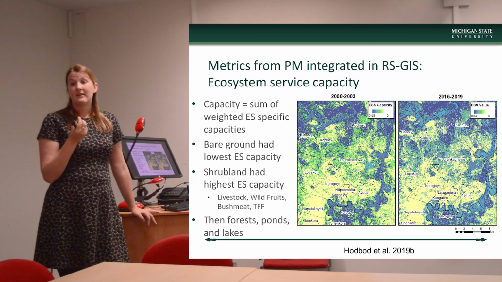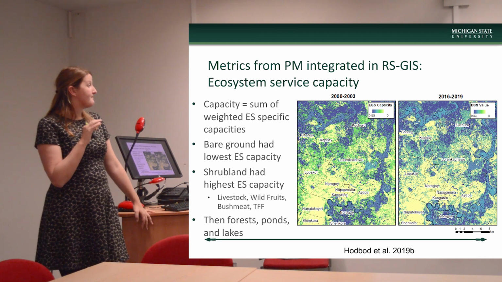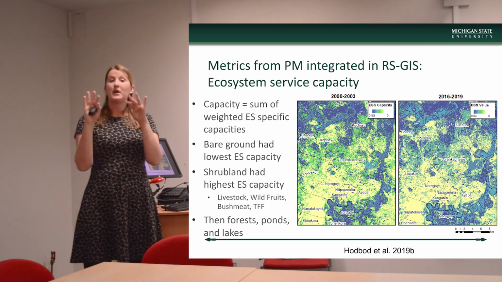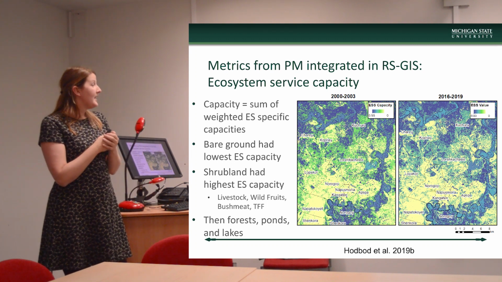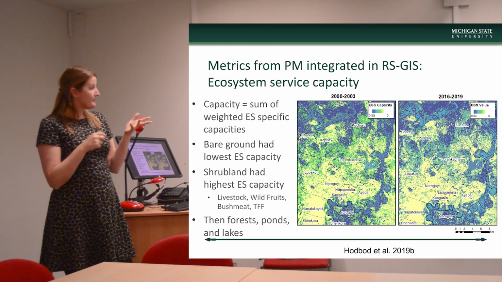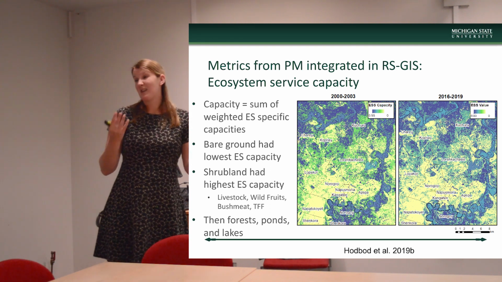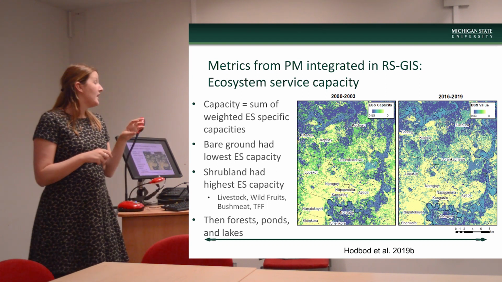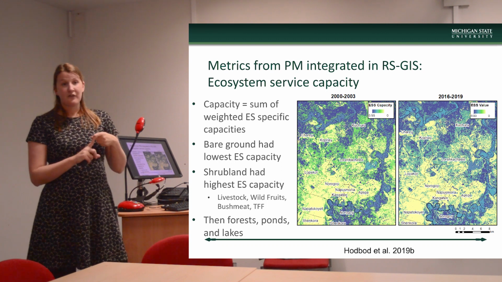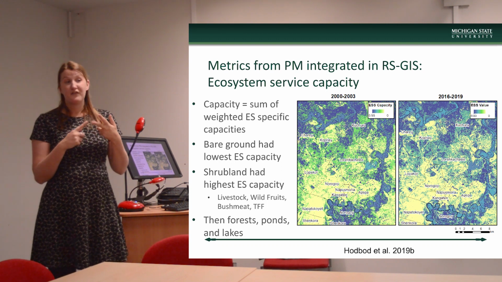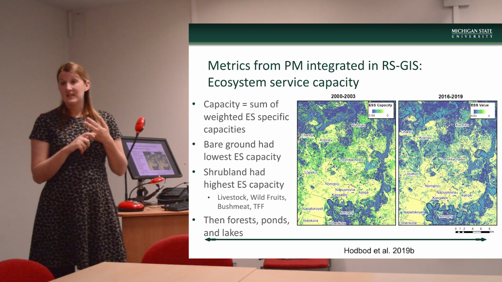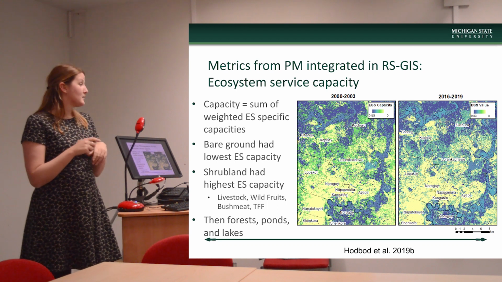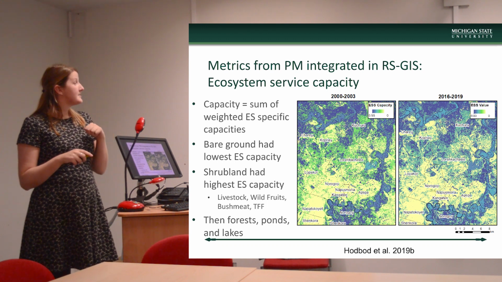When we integrated in the land cover, the ecosystem services per land cover that the community had said in the mapping, that gave us a capacity measure. Obviously bare ground has the lowest capacity, you don't get a lot of services from it. Shrubland actually had the highest, which we were a little surprised by, but it provides grazing for the livestock, it provides wild foods, including hunting for bushmeat, and timber, fibre and fuel resources as well. And then forests were the next highest.